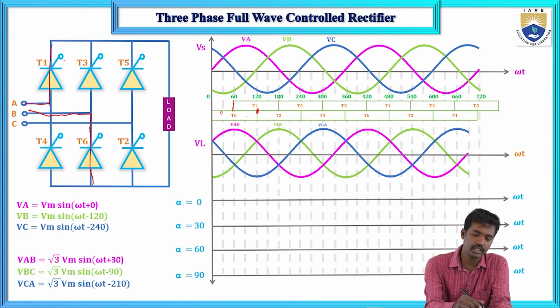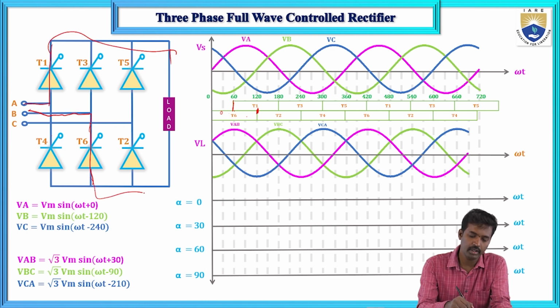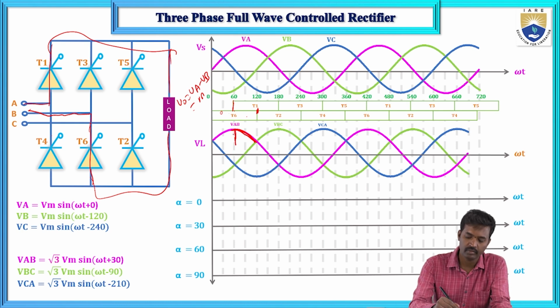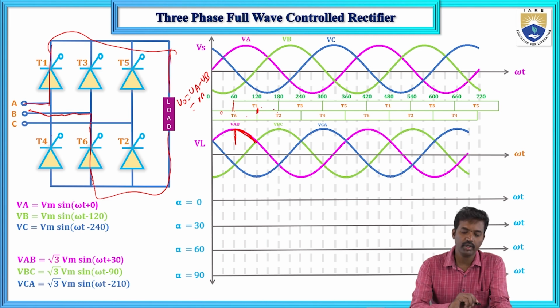T1 and T6 will conduct, which means V naught equals VA minus VB, that is VAB. So VAB means this one. Now here it starts at this point, VA minus VB. And next here, T1 and T2 will conduct from 120 to 180.